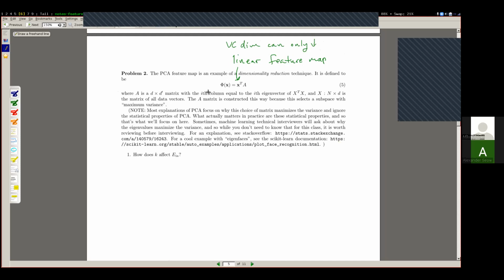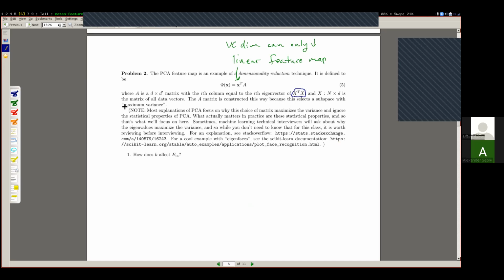This A matrix right here is unique. So every linear feature map is going to have a different one of these A matrices. In the PCA feature map, it's defined to be, you compute this X transpose X matrix, and then calculate the top K eigenvectors of this X transpose X matrix. It turns out that those eigenvectors select what's called the subspace with maximum variance. We're not going to talk in detail about why that's the case in here. That's sort of a linear algebra question.